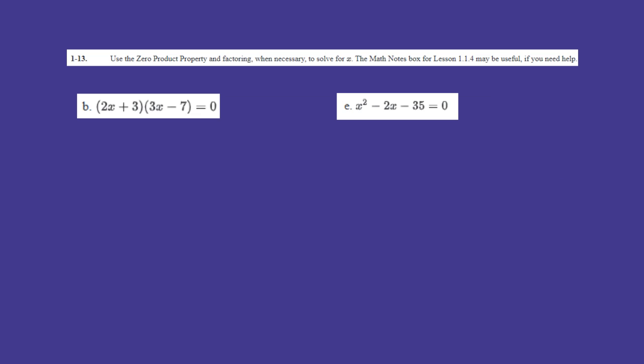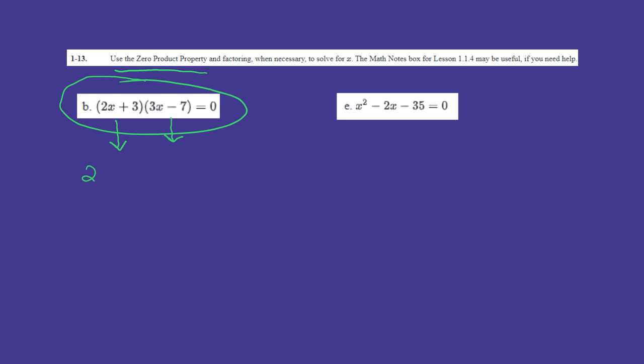Hey, so this is 1-13, and it says to use the zero product property. This is used a lot with quadratics. In fact, it's always used with quadratic functions and parabolas and different equations. But basically what it is saying is, how do I use this zero product property on these types of equations? Well, anything times 0 is 0. So what they want you to do is find out what's going to make 2x plus 3 equals 0 and 3x minus 7 equals 0.